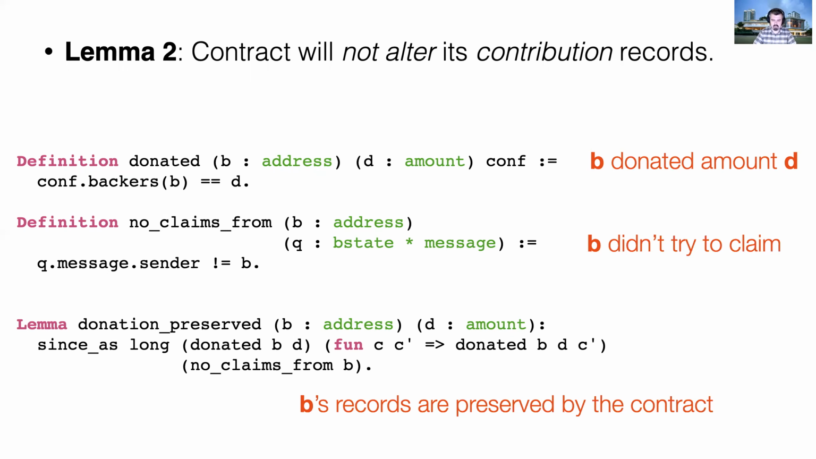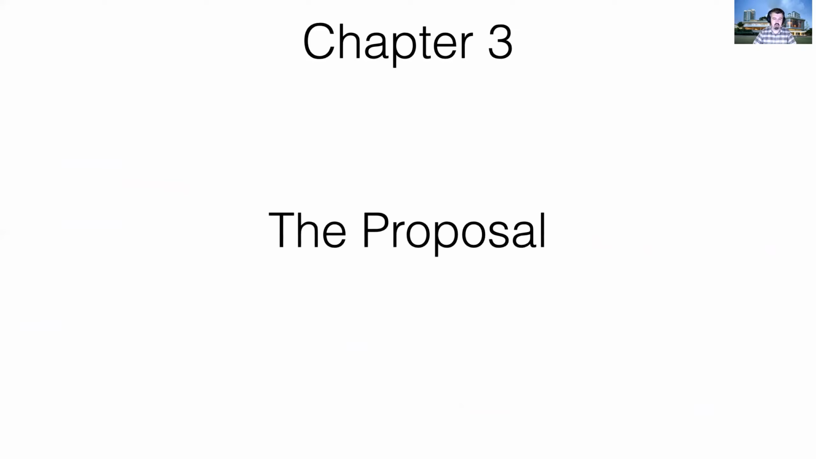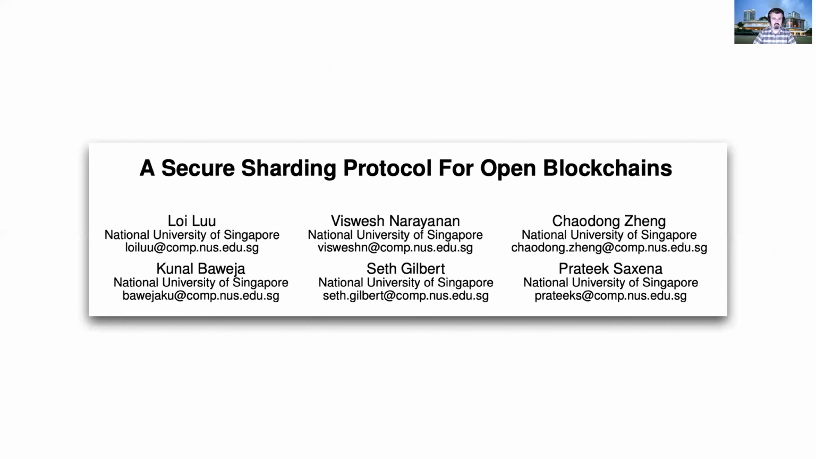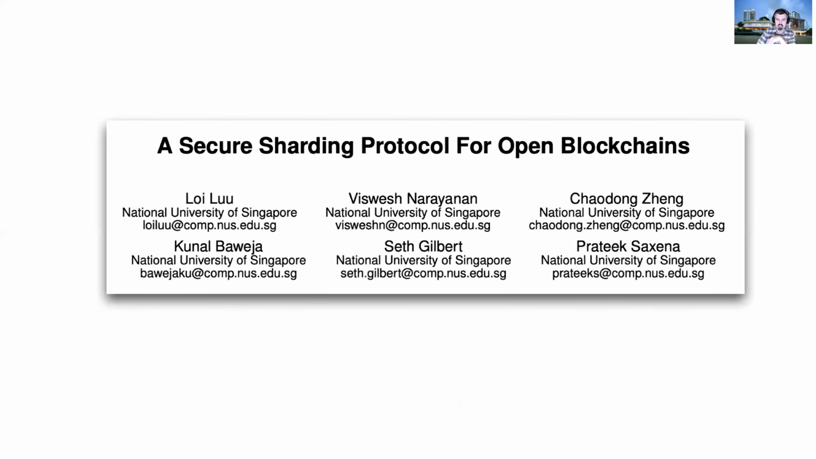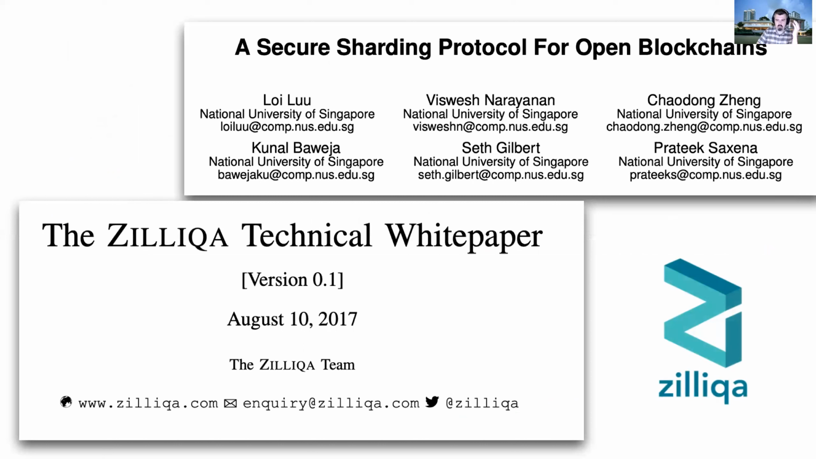So we designed this language and this model with this idea of verification in mind, but it would have been a theoretical proposal till the end if the opportunity hadn't arisen. At that time, my current colleagues from the School of Computing, in the group of Prateek Saxena and Seth Gilbert, published this very influential paper about a sharding protocol for open blockchains. And this is something that led to the creation of the fintech startup that is now known as Zilliqa, which has been very successful.